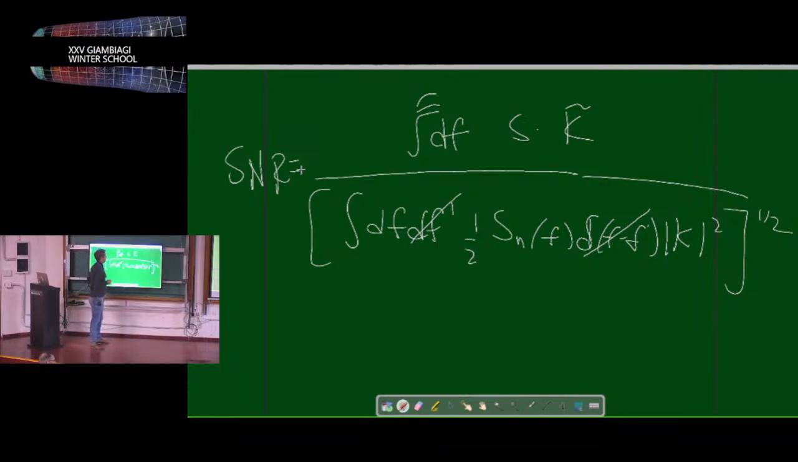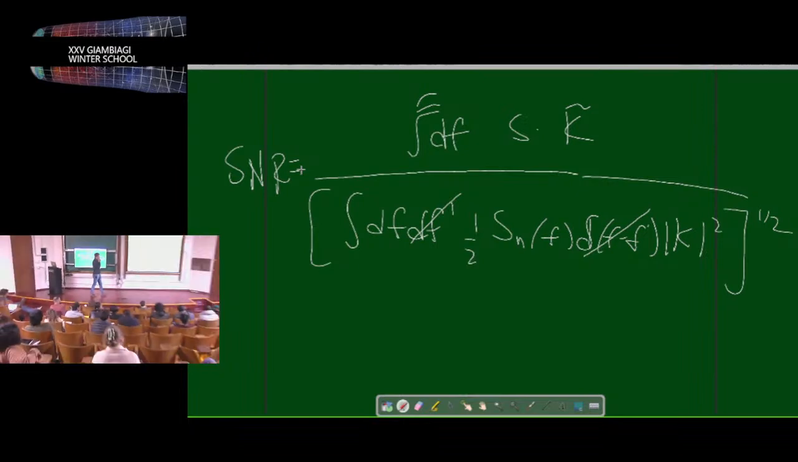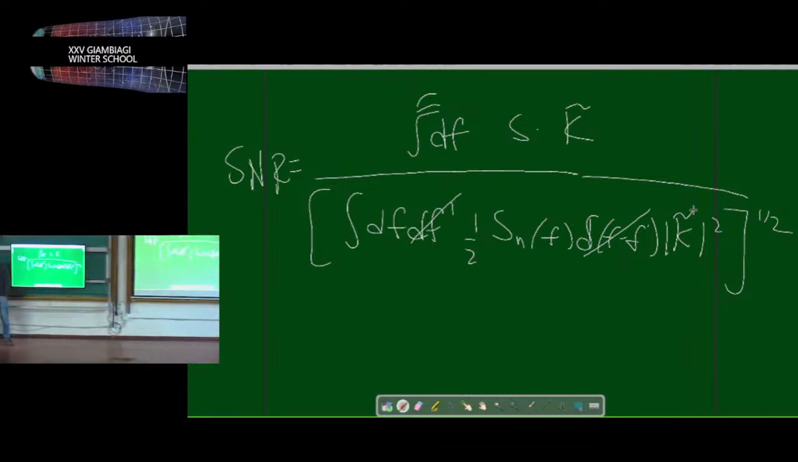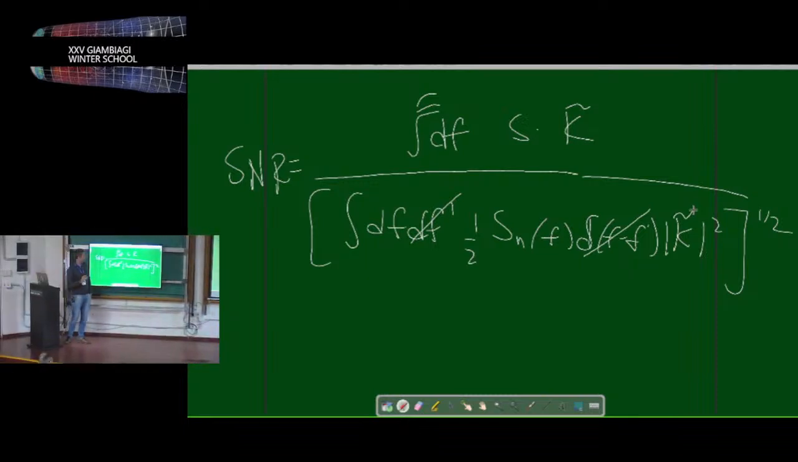So now we just have to find what is the best filter. This is solved very elegantly. Yes, questions? Okay, yes, it's the Fourier transform of the filter, yes. And here this is the spectral noise density. This problem has a nice solution in terms of scalar products. So what is the K that maximizes this output?